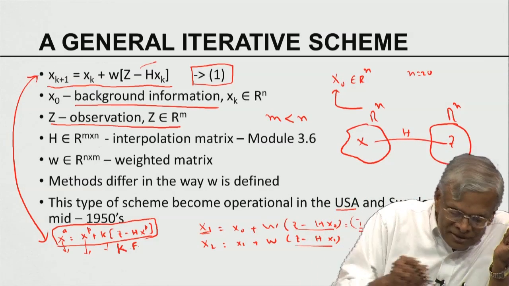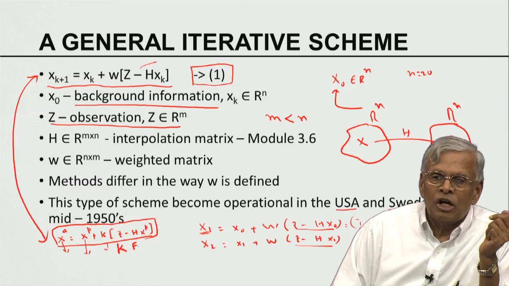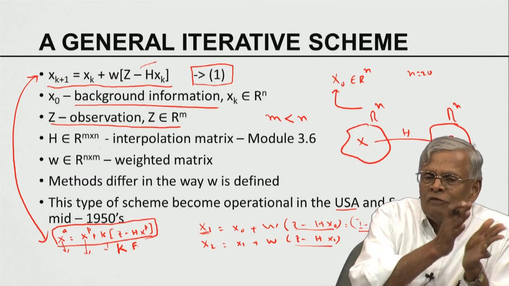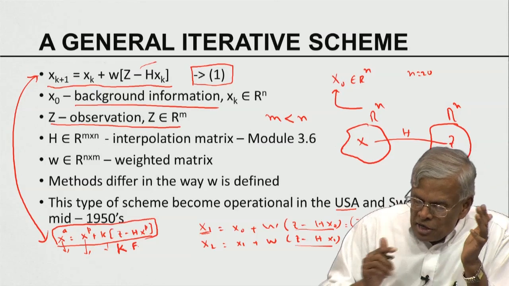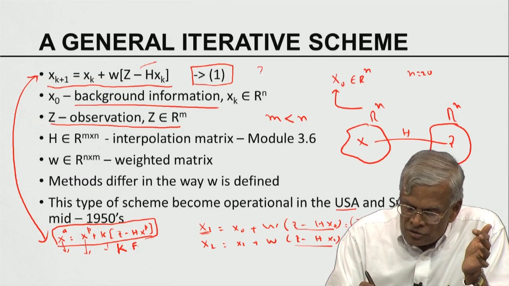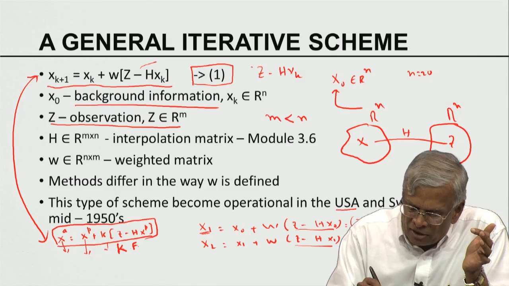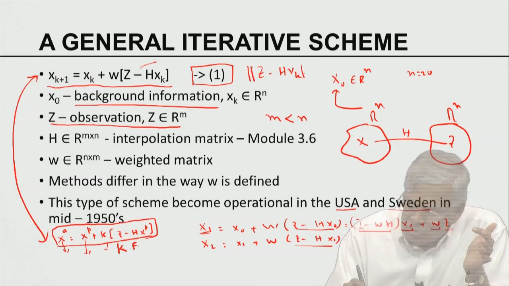So if you run this iteration, you need to truncate this iteration. You cannot continue forever. When did you truncate? You truncated the iteration when z minus h of x k, the norm of that vector, became very small.